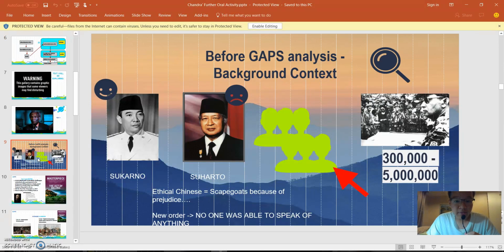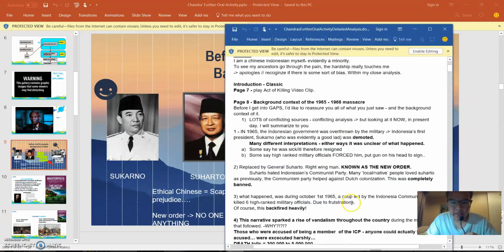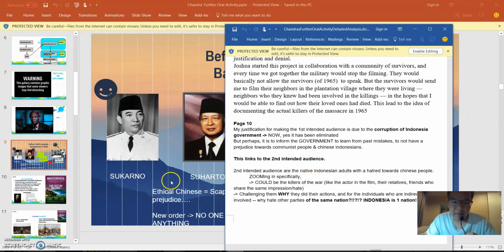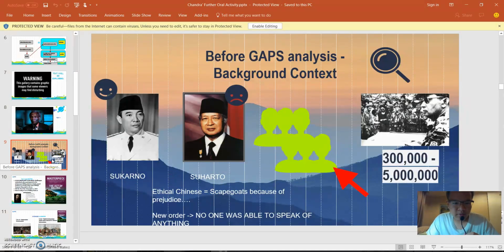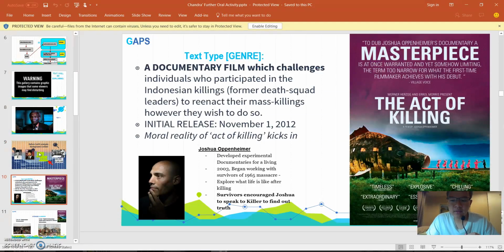So I gave background context. So this helps a lot with Criterion A. And basically my speech is somewhere in here, but I memorized it. I kind of forgot it. It was like 8 months ago, sorry. And then I gave gaps. Gaps is always a good place to start it off.